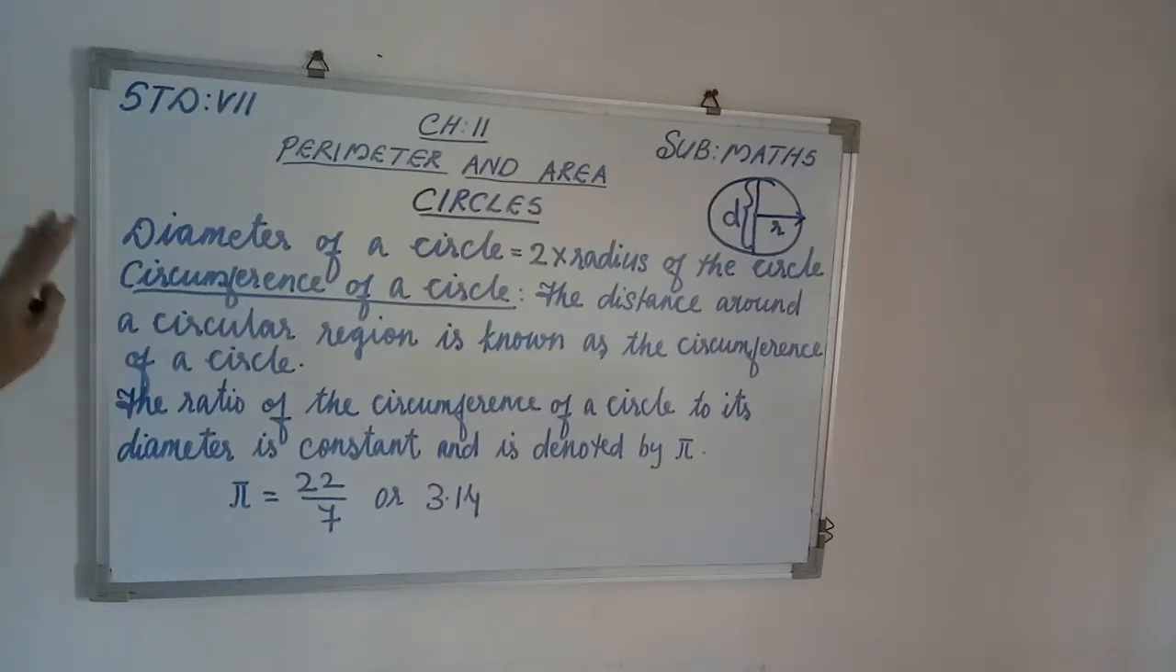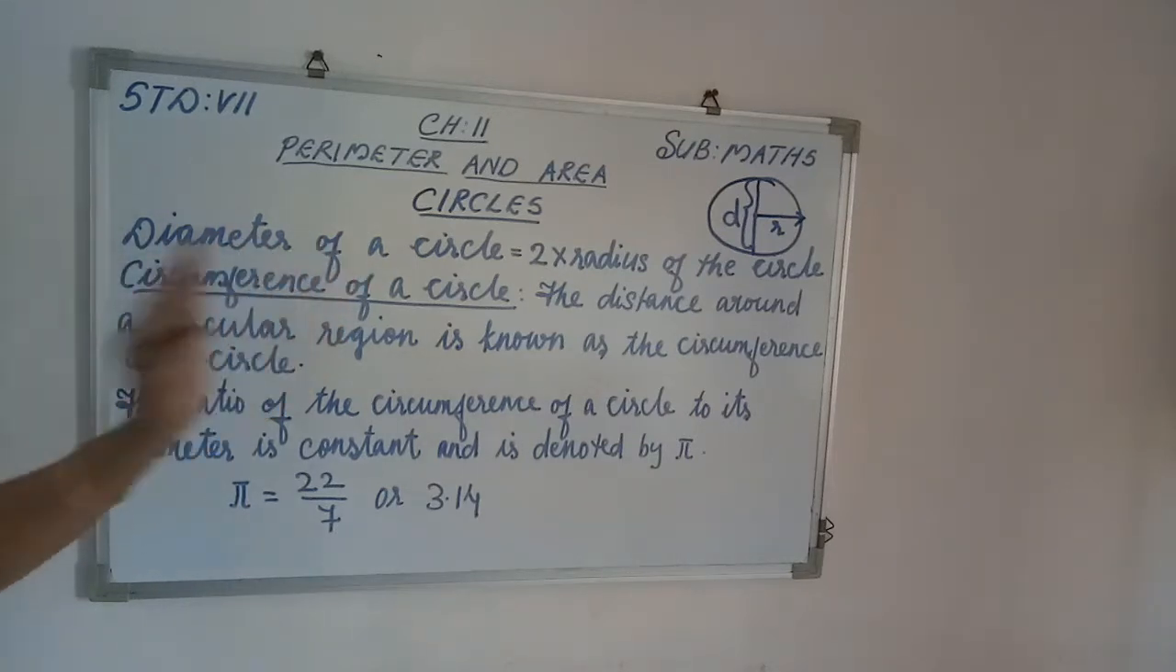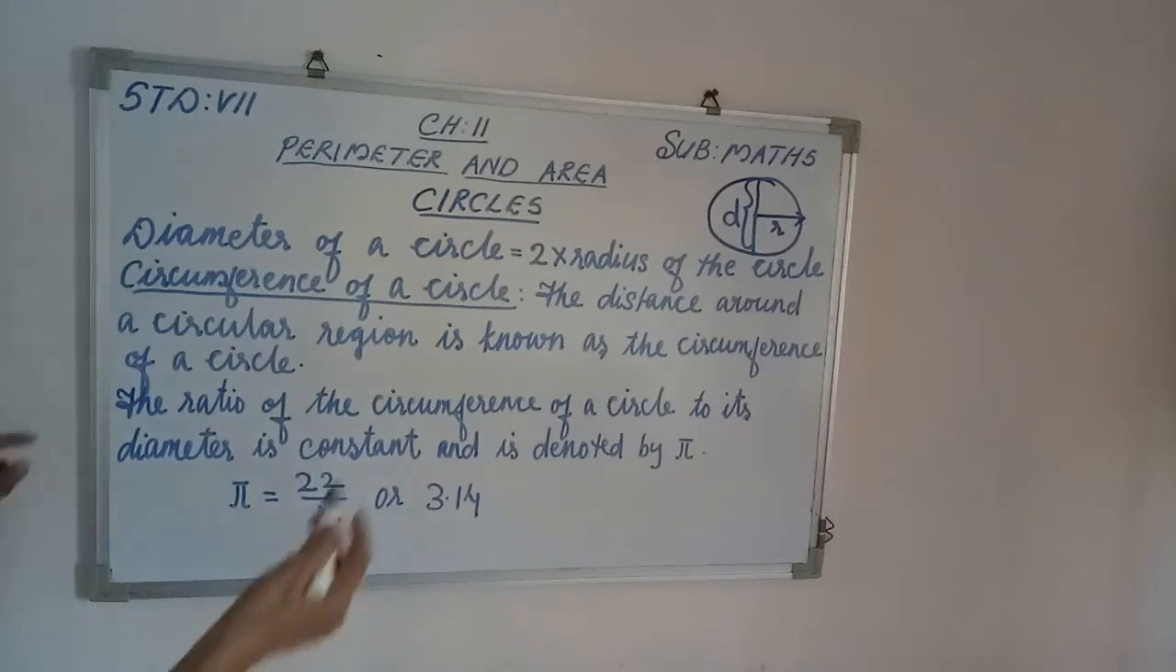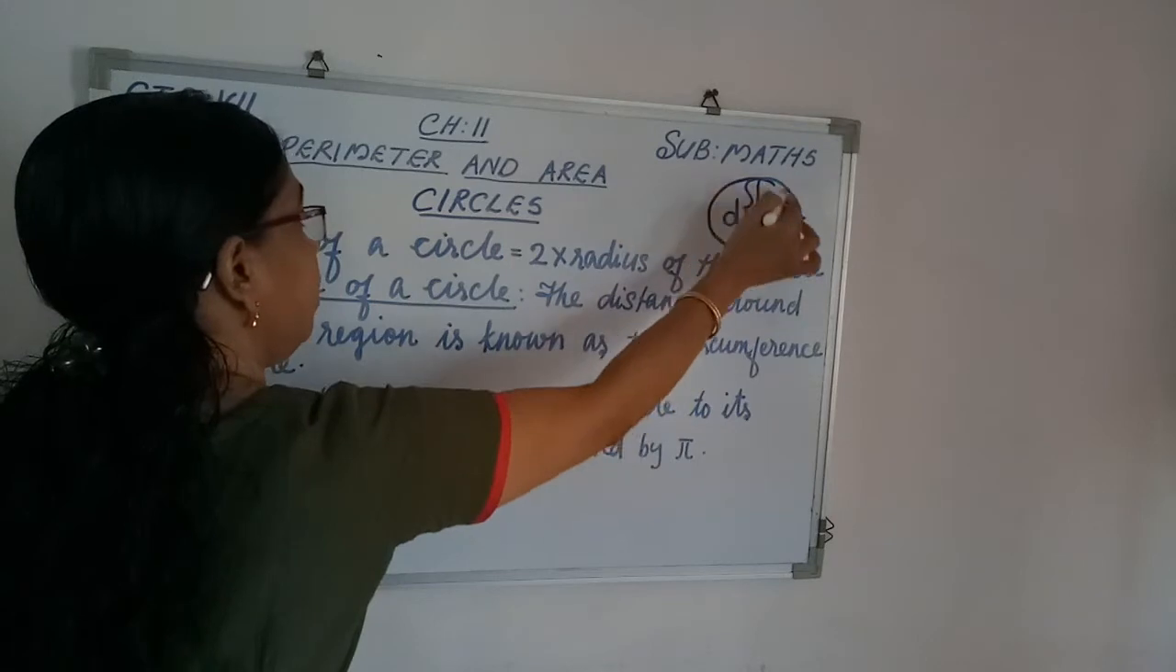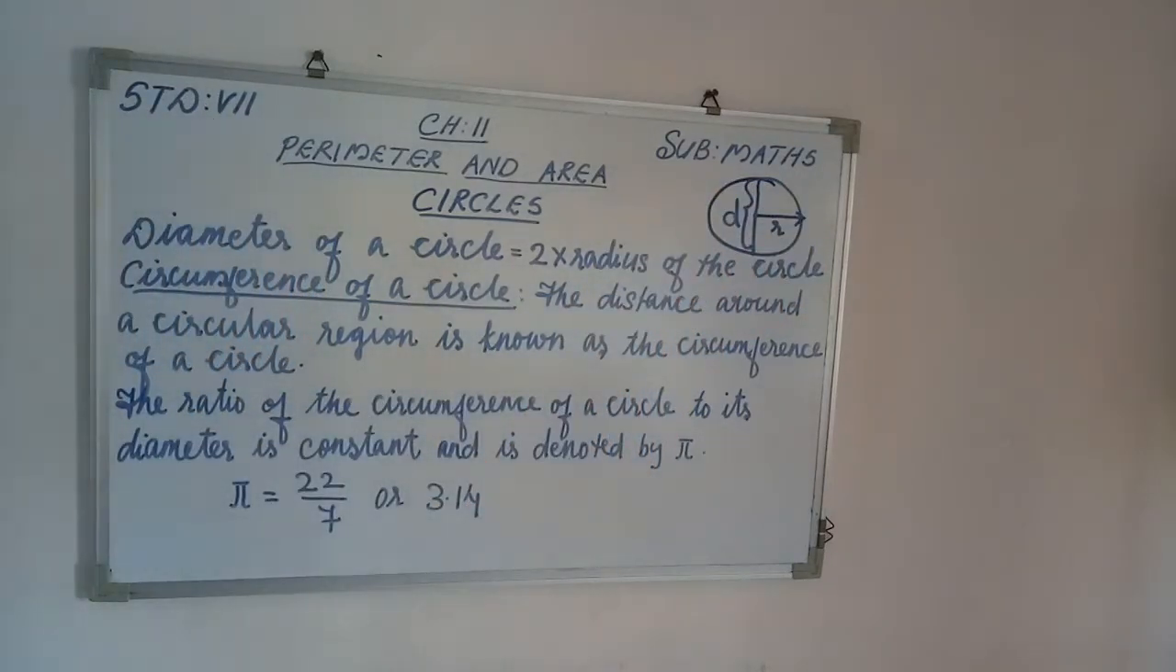Now, what do you mean by circumference of a circle? Circumference of a circle is the distance around a circular region. That is, this total distance around the circular region, the distance covered, is called the circumference of the circle.